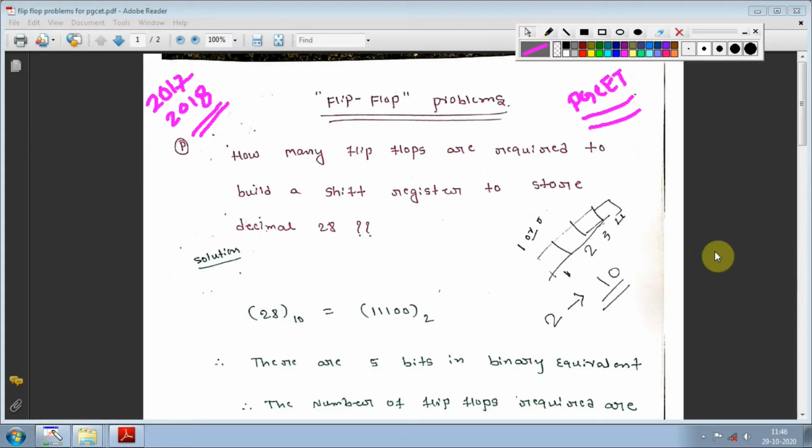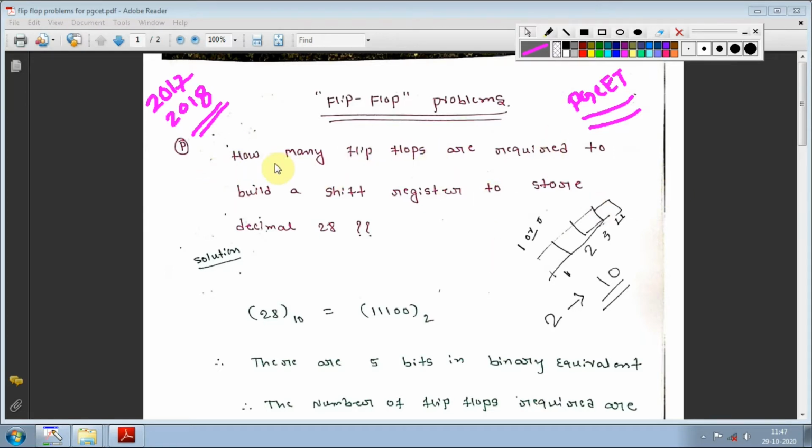There is a change in data, but the method remains the same. So if you prepare well for those three or four questions, then you can at least get 3 marks in the PGCET, which is very good, I think. All right, so let us start with the first problem itself.